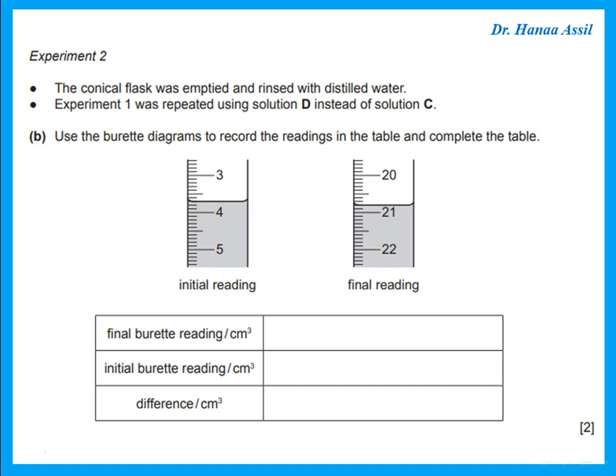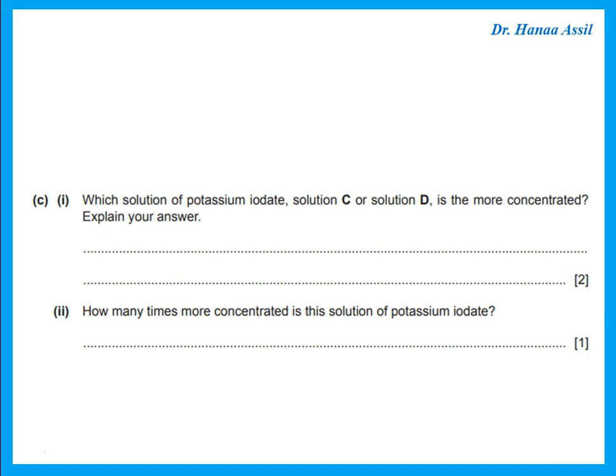Then he says experiment 2: the conical flask was emptied, rinsed with distilled water, and experiment 1 was repeated using solution D instead of solution C. Now, use the burette diagrams to record the readings. What is my final burette reading here? My final is 20.8. And my initial is what? 3.7. So the difference is 17.1.